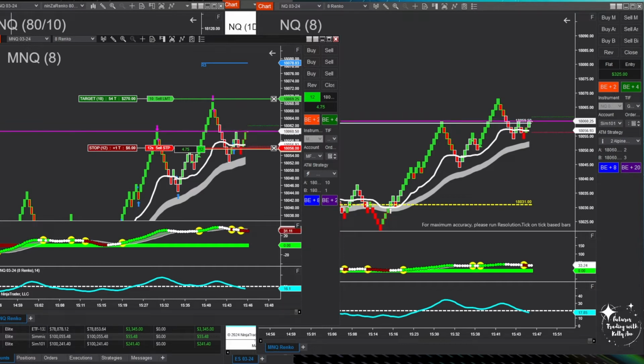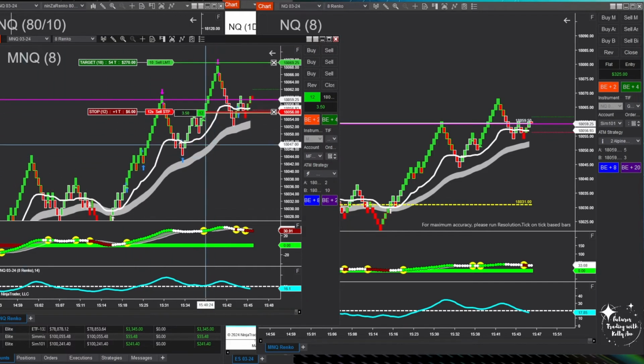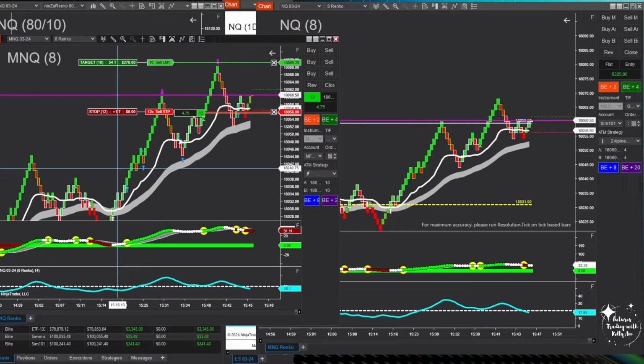No entry on the scalping chart here. On the swing side, I'm entering pullbacks, following the long-term bar and obviously the MA and the 10 EMA or volume moving average.